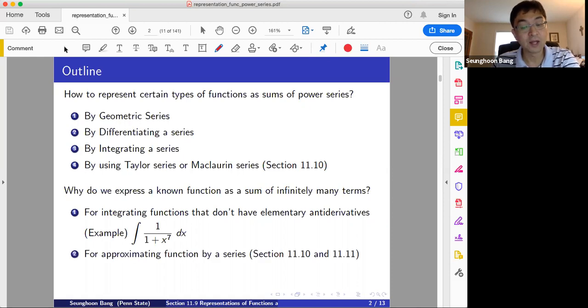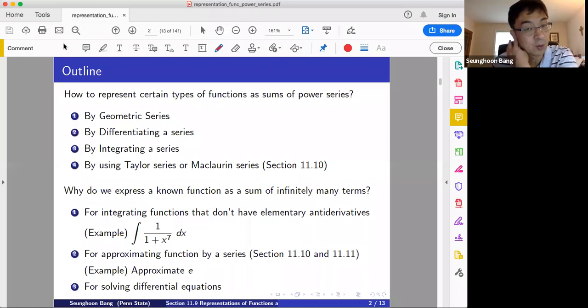For approximating functions by a series, exactly section 11.10, 11.11, you can watch Kasha's video. You can find this kind of information. The example is approximating e. So we can use Taylor series or Maclaurin series. The last one, for solving differential equations, this is a method in 251. It's a little bit higher level course.